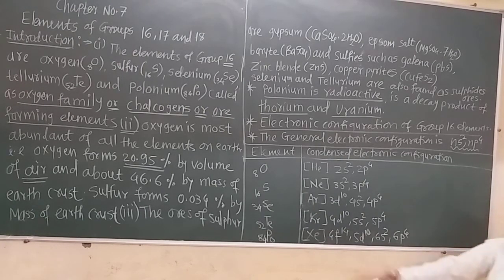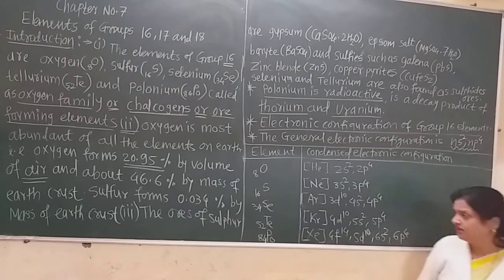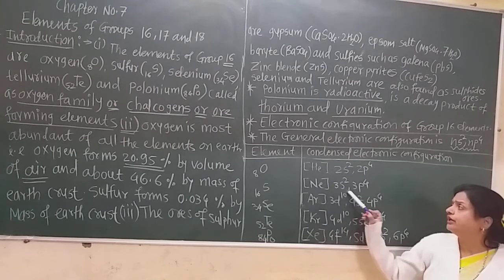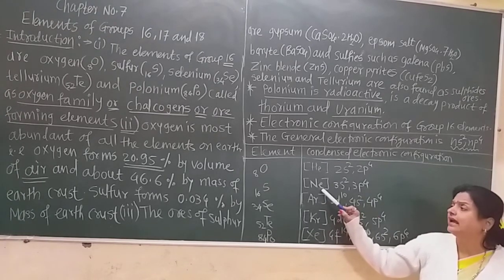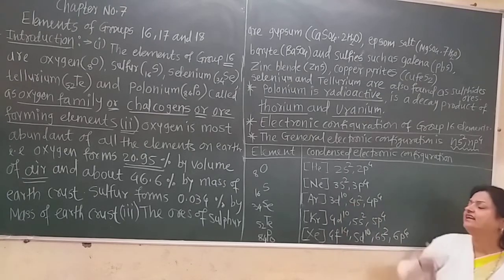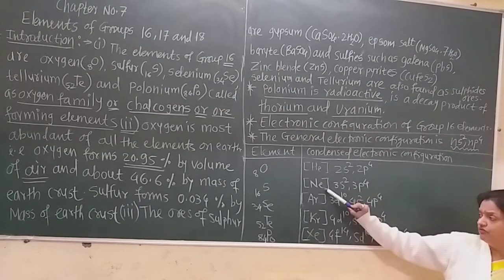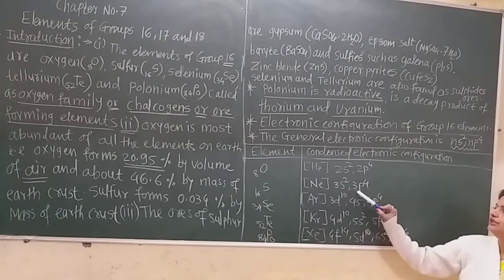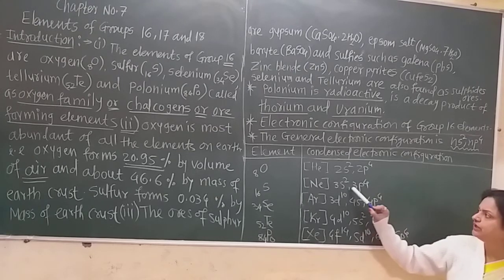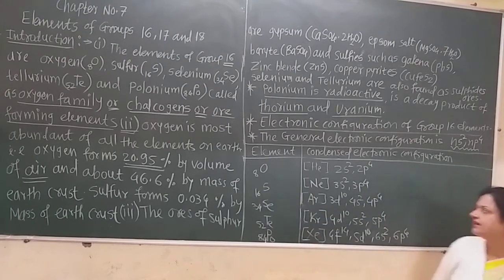Now sulfur, having atomic number 16, has the condensed electronic configuration [Ne] 3s2 3p4. We know that neon has atomic number 10. So up to this, 1s2, 2s2, 2p6, 10 electrons are already there, and then 3s2, 3p4. That means totally 16 electrons are there.